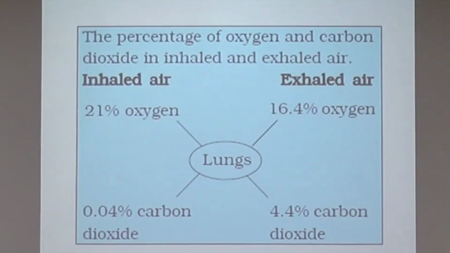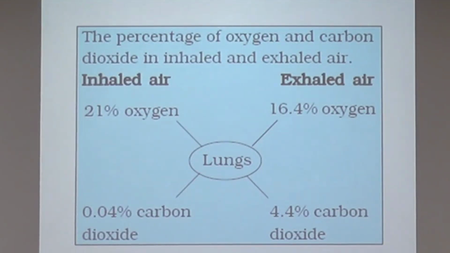Now the percentage of oxygen and carbon dioxide in inhaled and exhaled air are: in inhaled air, oxygen is 21% and carbon dioxide is 0.04%, while in exhaled air, the oxygen is 16.4% while the carbon dioxide is 4.4%.